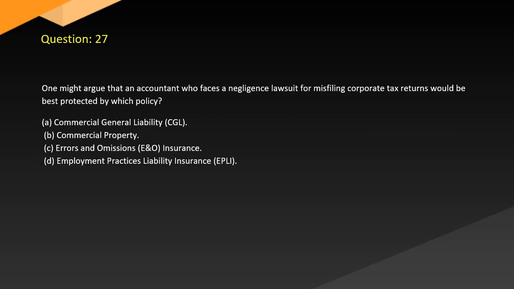Question 27. One might argue that an accountant who faces a negligence lawsuit for misfiling corporate tax returns would be best protected by which policy? A. Commercial general liability (CGL). B. Commercial property. C. Errors and omissions (E&O) insurance. D. Employment practices liability insurance.